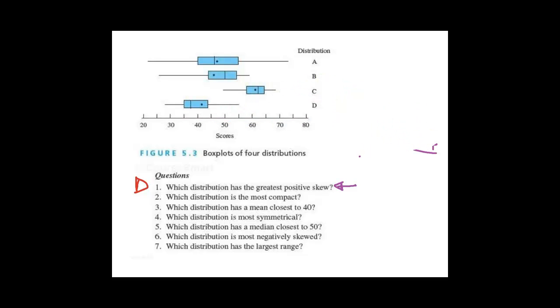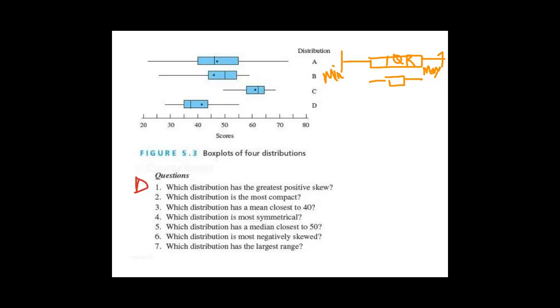Let's take a look at question 2. Which distribution is the most compact? In terms of being compact, we want to look at the size of the box. A larger box is going to have more variability than a smaller box because the box represents the interquartile range. Also, you have to look at the whiskers out to either side of it because they stretch from the data minimum to the data maximum.